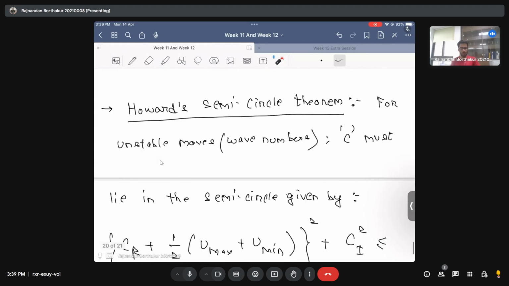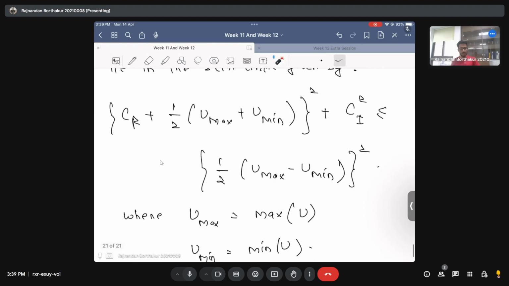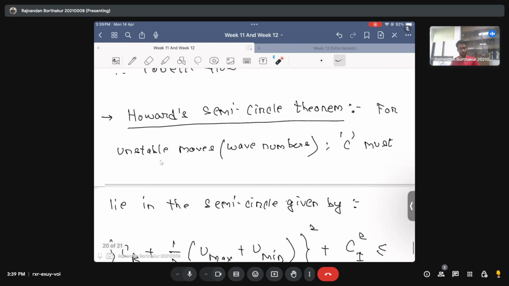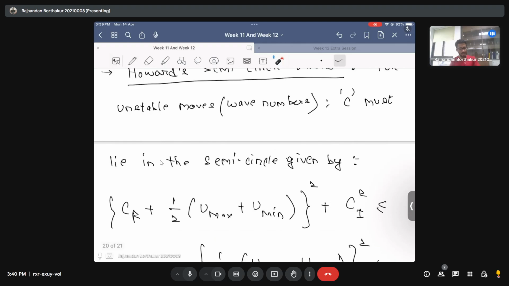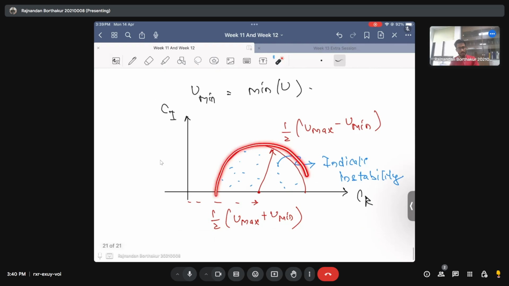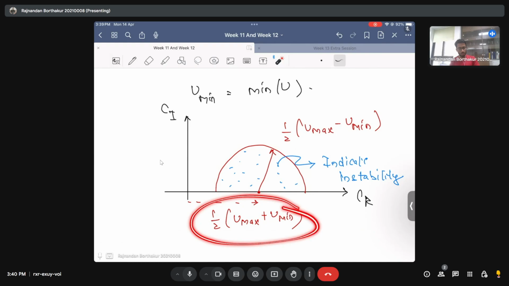And then we looked into a theorem which is known as the Howard semicircle theorem, which says that in order to have at least one unstable mode, which will of course indicate instability, the eigenvalue, in fact the imaginary part of the eigenvalue, should lie within the semicircle which has the center at half of U max plus U min, comma 0, and the radius half of U max minus U min.